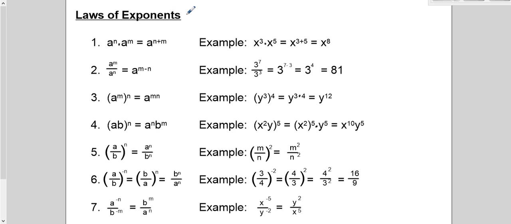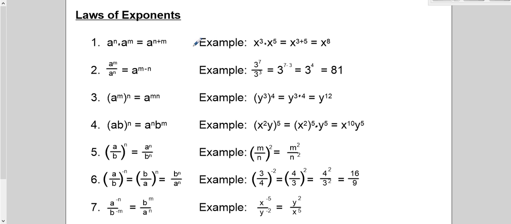These are the laws of exponents. There are 7 of them. The first one is when you multiply two base numbers that are the same with exponents. So a to the n times a to the m. a and m are just numbers, variables. If I have a to the n times a to the m, I am adding those exponents, n plus m.